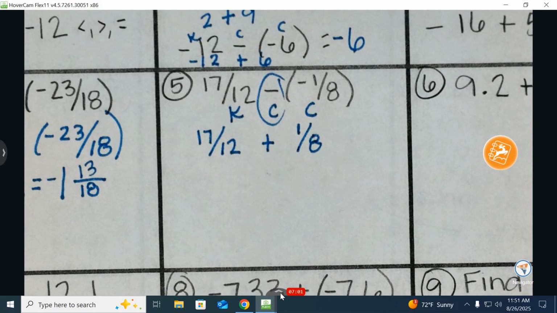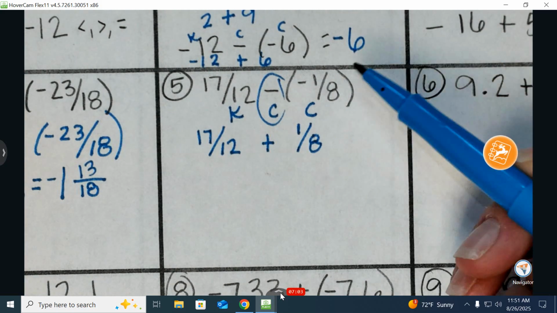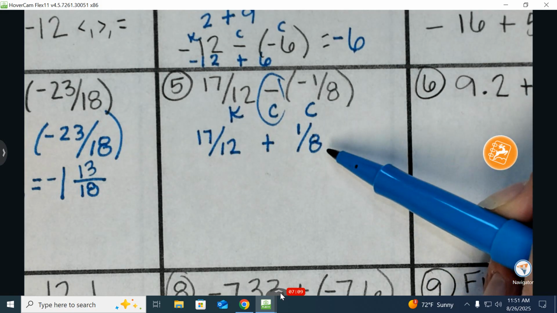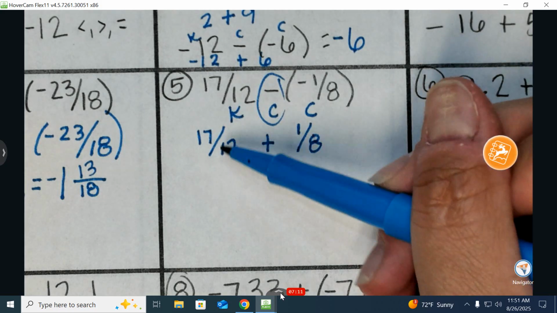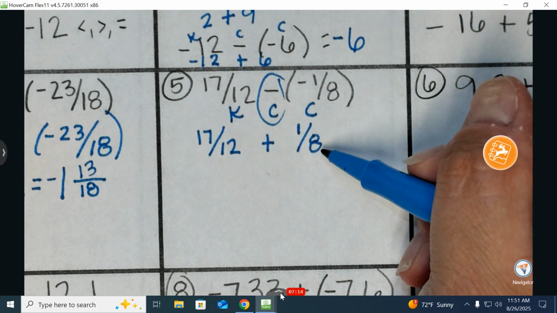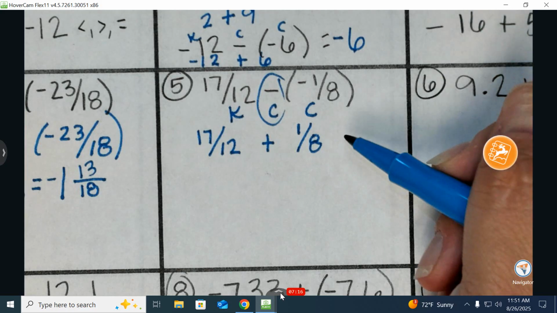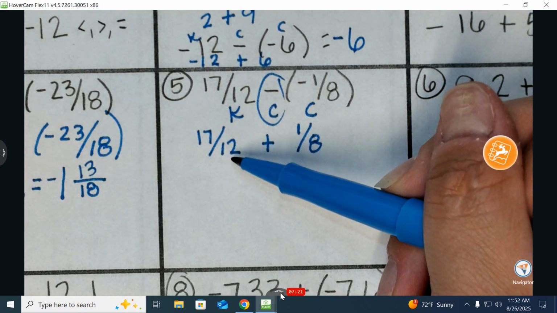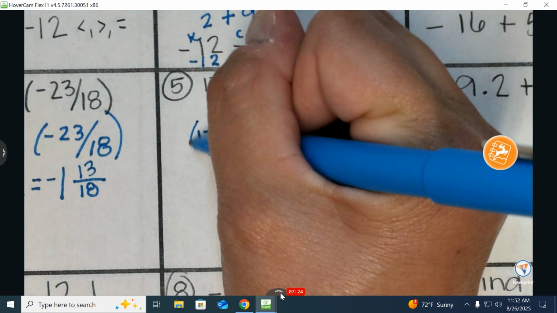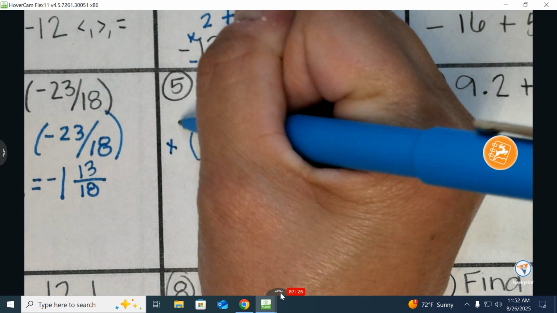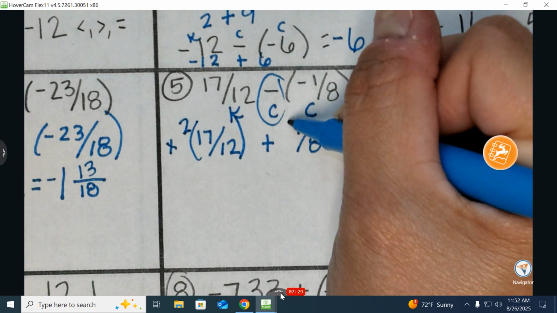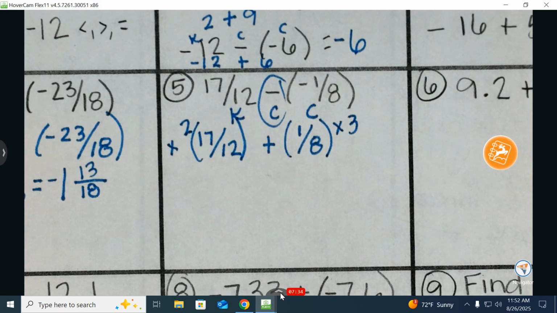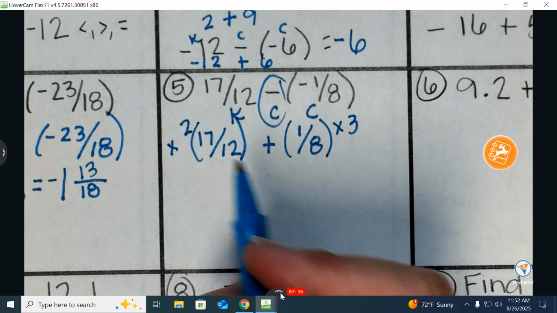I have to find the common denominator between 8 and 12, so I'm going to go through the multiples of 8 and see if 12 has any of the same multiples. So 8, 16, 24, and then I know that 12 has a factor of 24. To get 12 to become a 24, I'm going to have to multiply by 2. To get 8 to become a 24, I'm going to have to multiply by 3. Remember that you multiply both the numerator and the denominator.